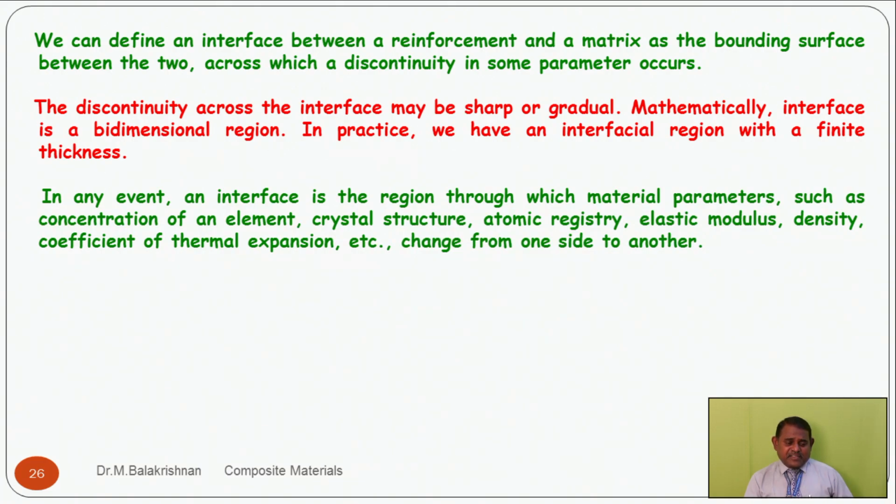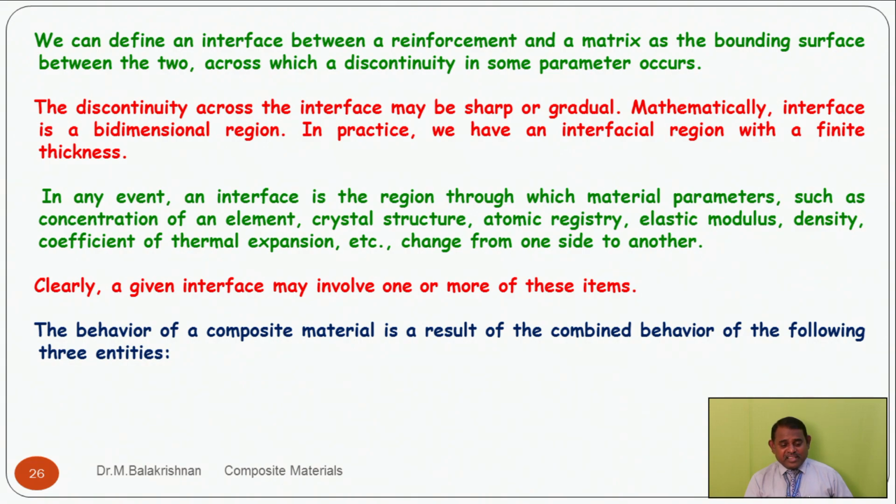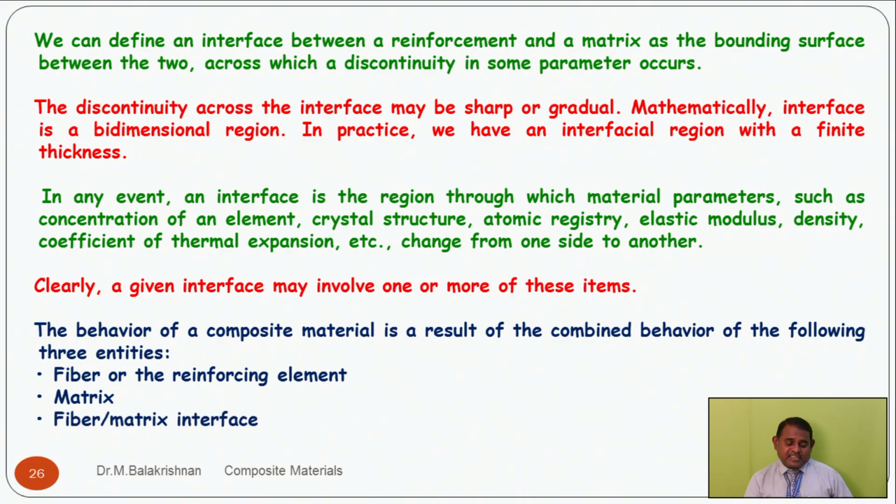In any event, an interface is the region through which material parameters such as concentration of an element, crystal structure, atomic registry, elastic modulus, density, coefficient of thermal expansion, etc. can change from one side to the other. So clearly, a given interface may involve one or more of these items. The behavior of composite material is a result of the combined behavior of the following three entities: the fiber or reinforcement element, the matrix, and the fiber-matrix interface. Because of these three elements, the final property of the composite material is decided.